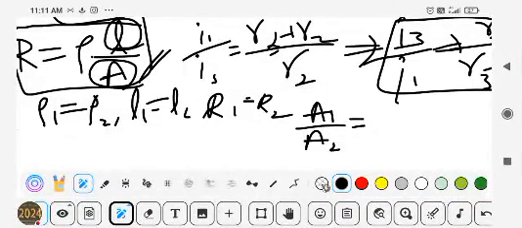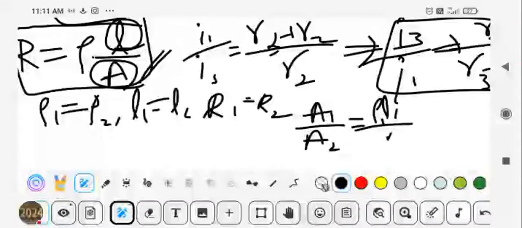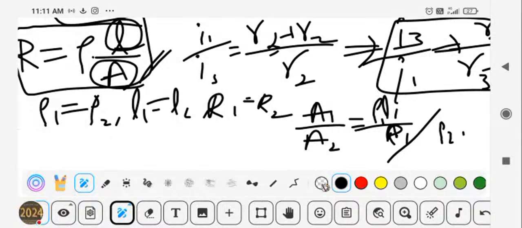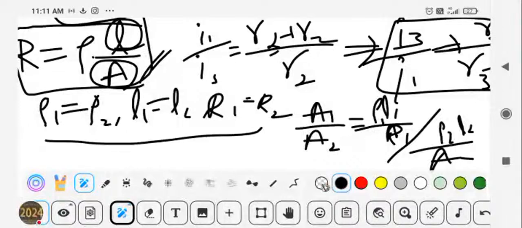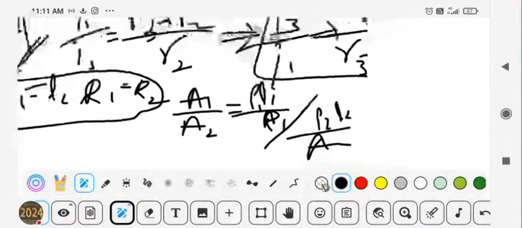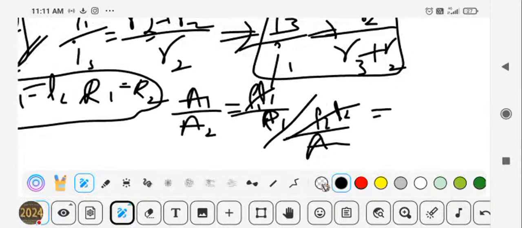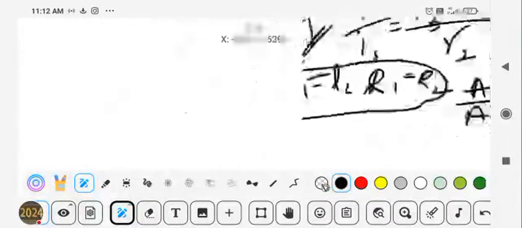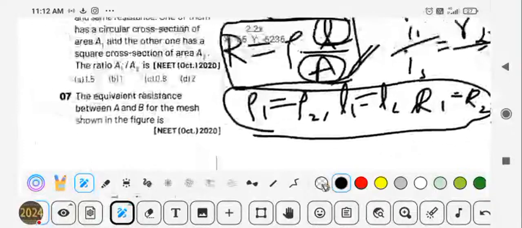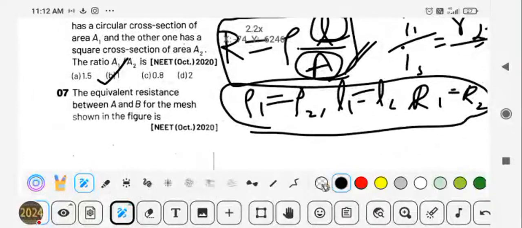So A1 by A2 is rho 1 L1 by R1 divided by rho 2 L2 by R2. As from this data we know all those are the same, so they cancel each other, and we get 1 by 1, which will be 1. So A1 and A2 are equal. So option B is the correct answer.